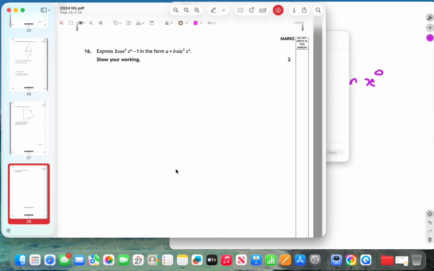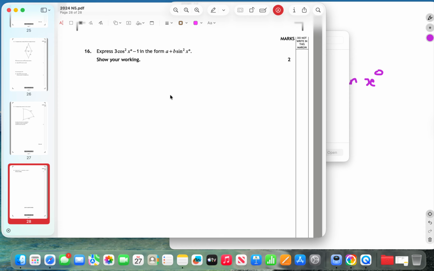2024 paper 2 question 16, and we have to express 3 cos squared of x minus 1 in the form a plus b sine squared x, and it says show the working, so you want to be double sure that you show every last step of this. Pause the video if you wish to, but I'm going to continue.